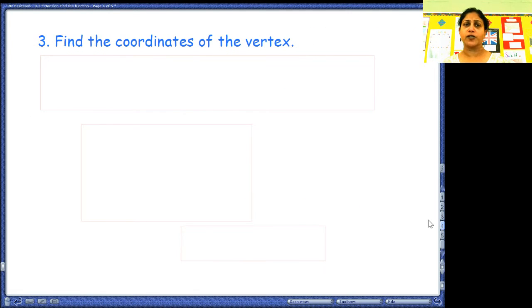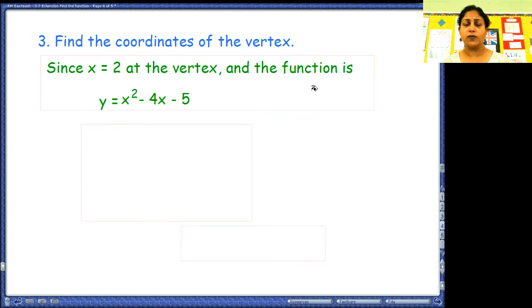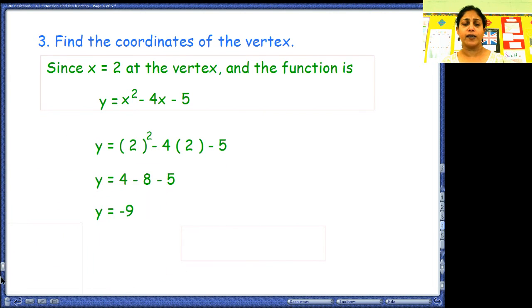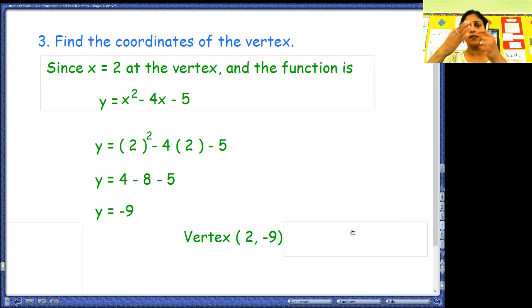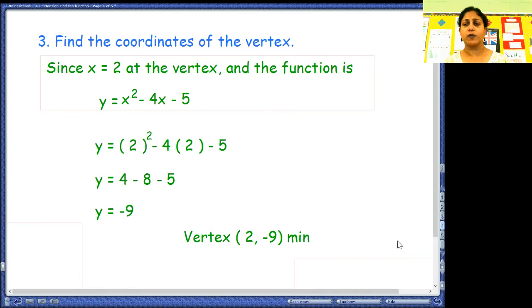use all that information to find the coordinates of the vertex. Now, we already know that x is equal to 2 at the vertex because the axis passes through the vertex, and we know that the function is x squared minus 4x minus 5. So all you have to do is plug in for x and simplify, and you get a y value which actually gives you the vertex, which is at (2, -9), and since the parabola opens up, the vertex is the lowest point, so it is a minimum.